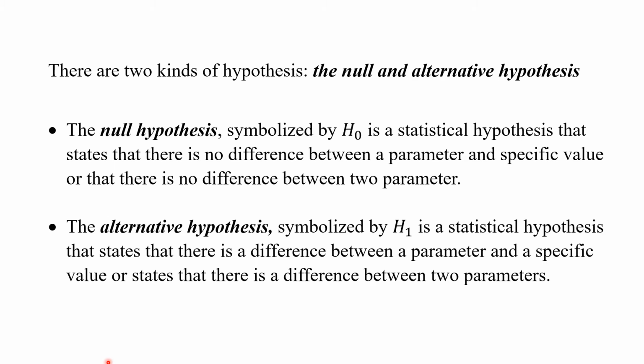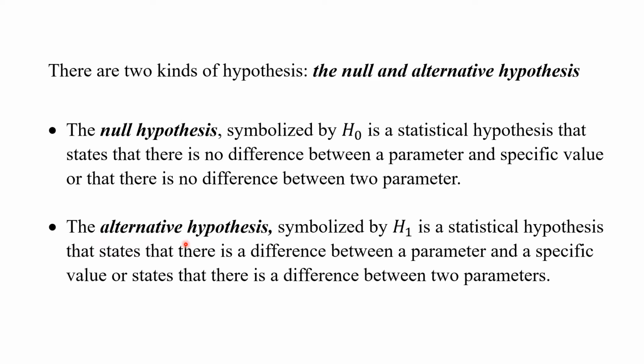Okay, so there are two kinds of hypotheses, the null and the alternative hypothesis. The null hypothesis is symbolized by H sub 0. It is a statistical hypothesis that states that there is no difference between a parameter and a specific value, or that there is no difference between two parameters. Okay, so si null hypothesis, yan yung tinetest natin kung kailangan mo siyang i-reject or not.